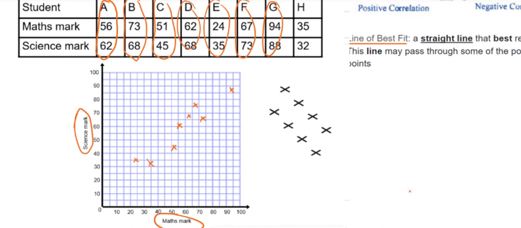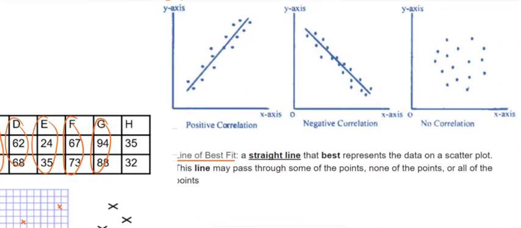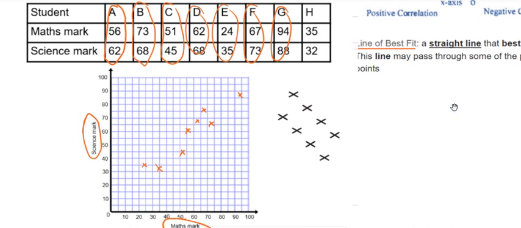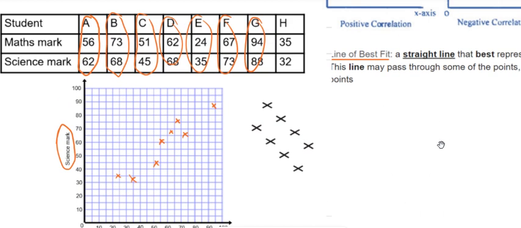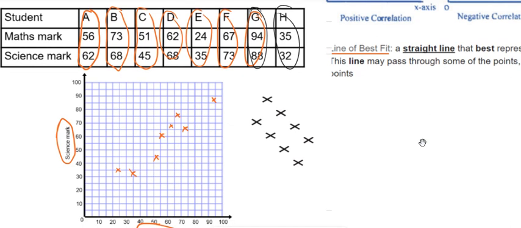You'll see that because it's rising from left to right, if you look back up at which one of these it is, it's a positive correlation. That means that generally, if you got a high mark in your maths test, you also got a high mark in your science test. Or if you got a low mark in your maths, you got a low mark in your science. If you look at each individual one, that backs it up. For example, the last student got 35 and 32, so they're poor marks in both of them. But student G got 94 and 88, so they did well in both of them. So there's a positive correlation between maths and science test results.